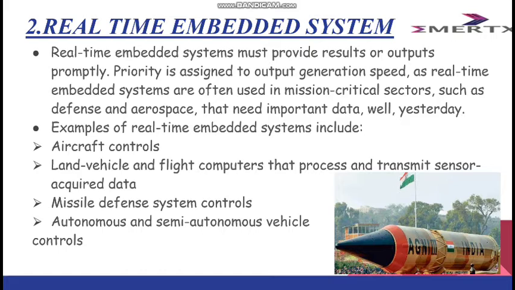The second one is the real-time embedded system. A real-time embedded system must provide the result or output promptly. The priority is assigned to output generation speed, as real-time embedded systems are often used in mission-critical sectors such as defense and aerospace. For example, real-time embedded systems include aircraft controls, land vehicle and flight computers that process and transmit sensor-acquired data, then missile defense system control, autonomous and semi-autonomous vehicle controls.